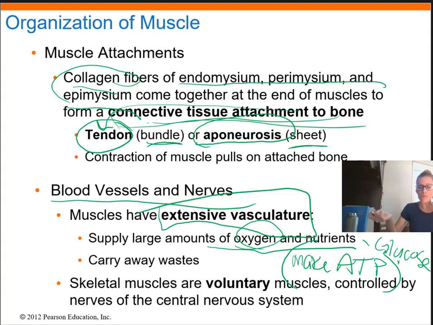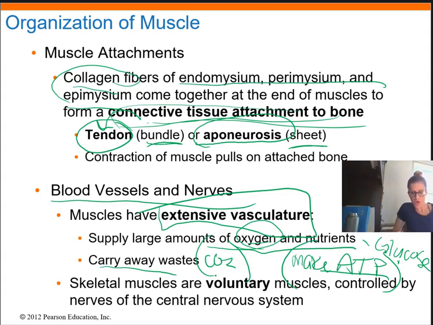And the only way we can supply that oxygen is with blood. So there are a lot of blood vessels present. That blood also carries away the waste products. Remember, when we make ATP aerobically, we make carbon dioxide, or CO2, as a waste product. We've got to carry that away.